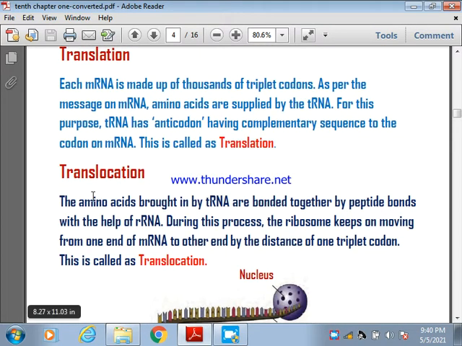Next point, translocation. The amino acids brought in by tRNA are bonded together by peptide bonds with the help of ribosomes. During this process, the ribosome keeps on moving from one end of mRNA to the other end by the distance of 1 triple codon. This is called translocation.